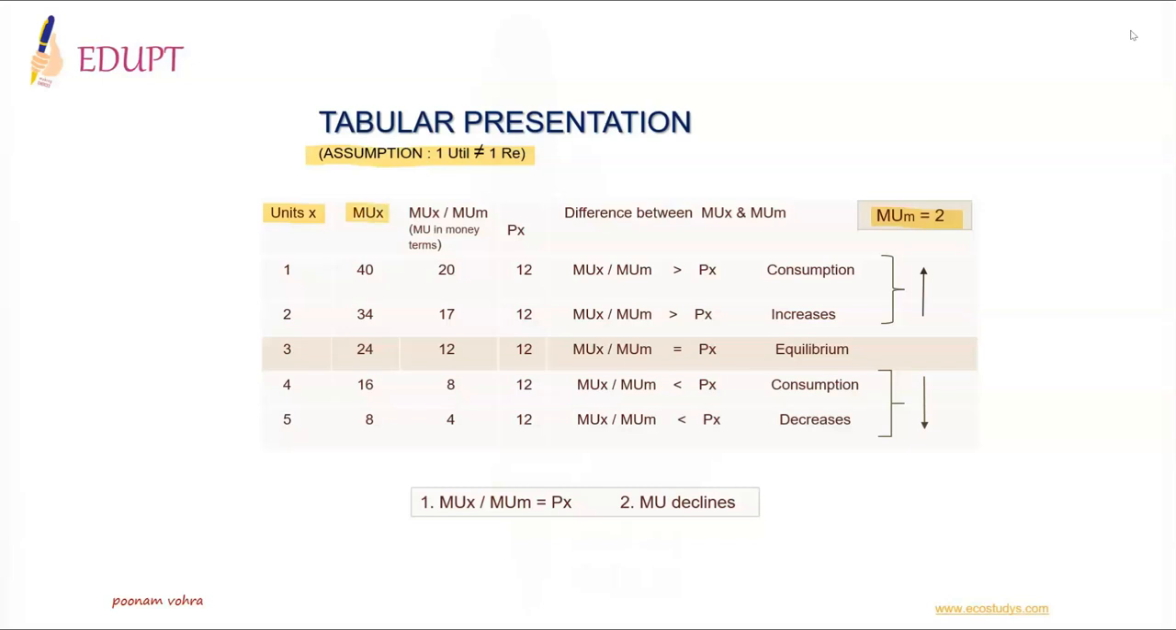Marginal utility of X in util terms is given. In money terms, it can be found. Price of commodity X is given and constant, that is 12. And then inference can be made.